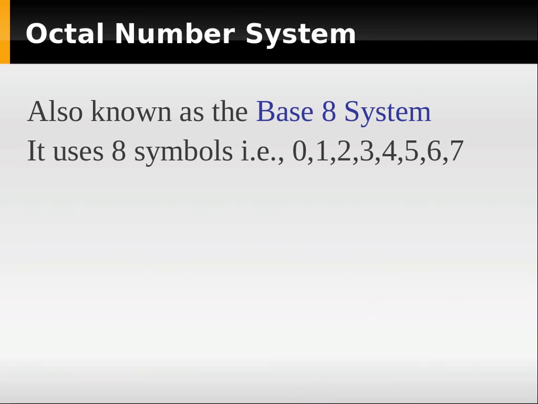Now we go to the third one, the octal number system, which is also known as a base 8 system. It uses a total of 8 symbols, from 0 to 7. We use only these symbols for representing any value, so that is why it is called a base 8 system, right?